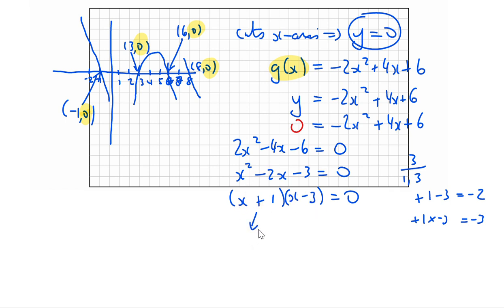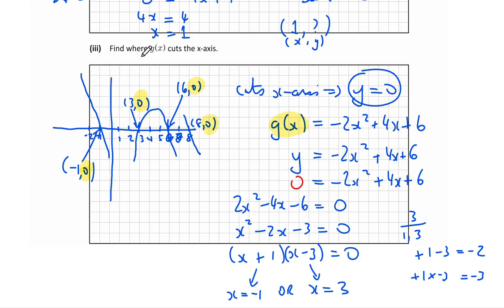So now, one of these answers, or maybe both of them, has to be equal to 0. So what number here makes this equal to 0? Well, if x is minus 1, because minus 1 plus 1 gives me 0. And over here, what number will make this equal to 0? If x is 3. 3 minus 3 is 0. So there's your two answers for x.